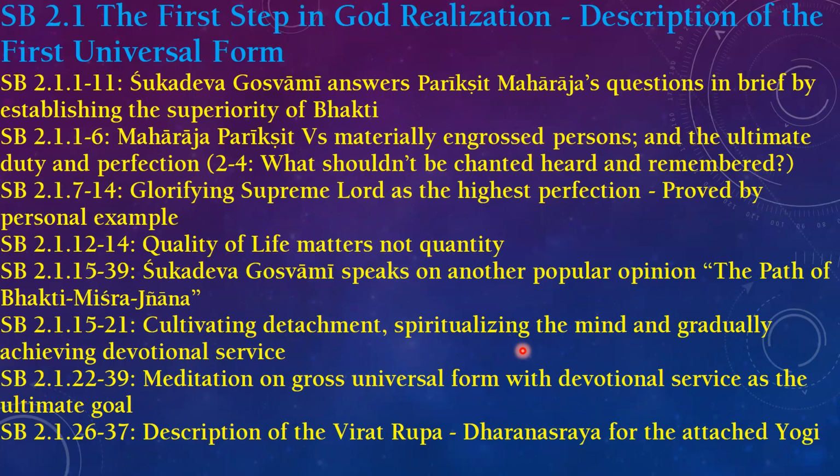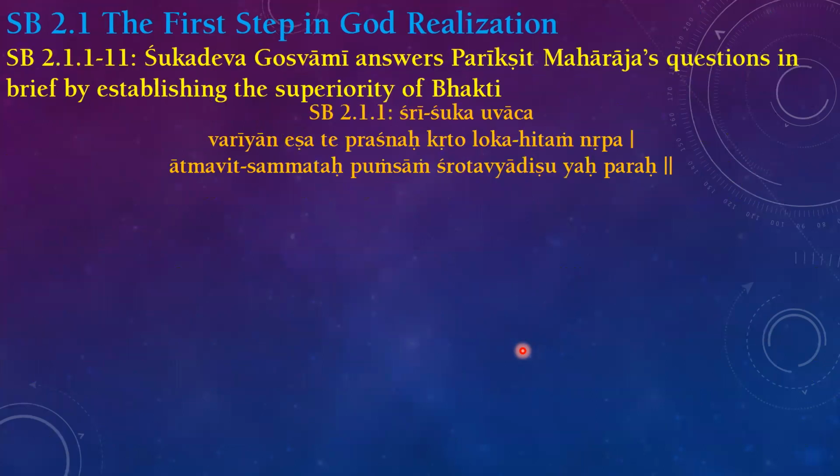So then, this is a chapter breakup. This chapter contains about 37 verses. You have different sections, and we'll be discussing section-wise in the upcoming slides. So now, in the first 11 verses, Sukadeva Goswami answers Parikshit Maharaj's questions in brief by establishing the superiority of bhakti. In these 11 verses, they will answer what one should not do and what one should do. The last two questions will be answered in this section. And the remaining 2 chapters are all about the remaining questions.